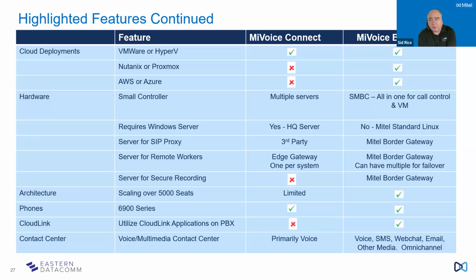So we, by default, encrypt every single call. So if I need to record those, that border gateway can be used to unencrypt the call to allow it to be recorded. We also can scale higher than the Connect system. Both systems use those 6900 series phones. I mentioned some of the workflow studio things, for example, with CloudLink. That's something on MiVoice Business, not on the Connect system.